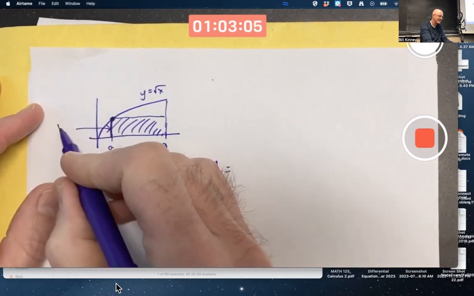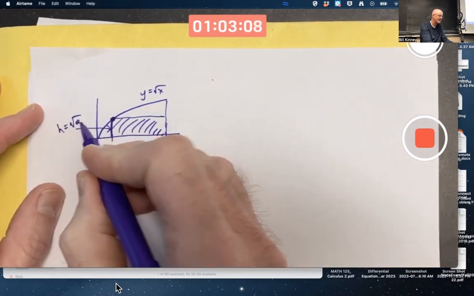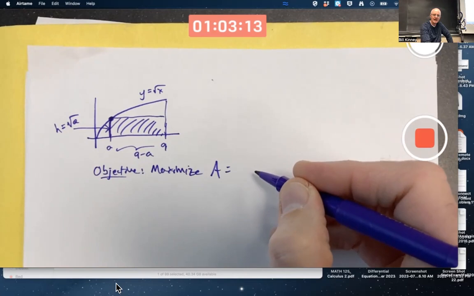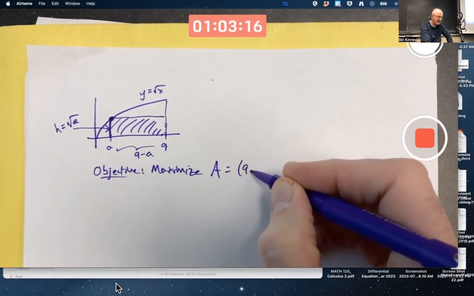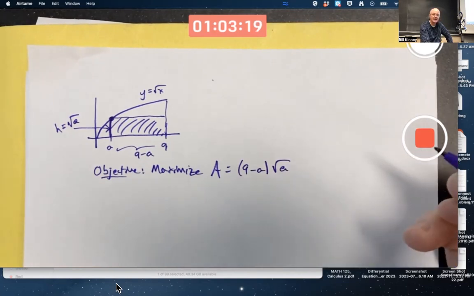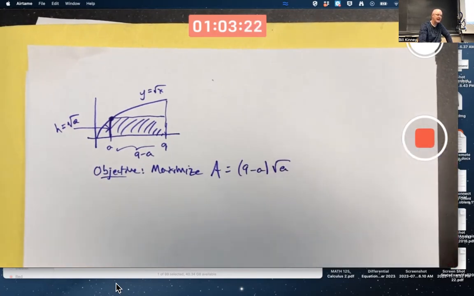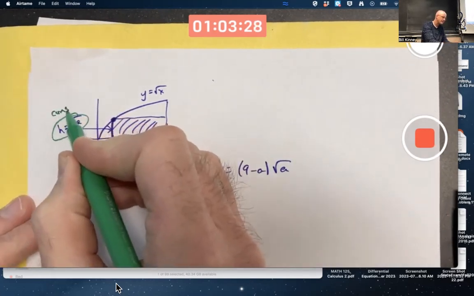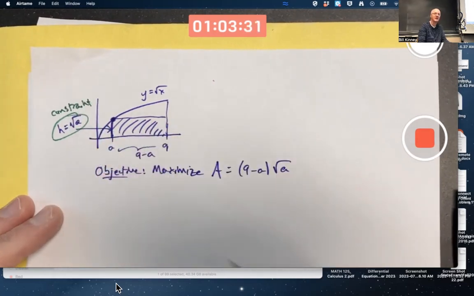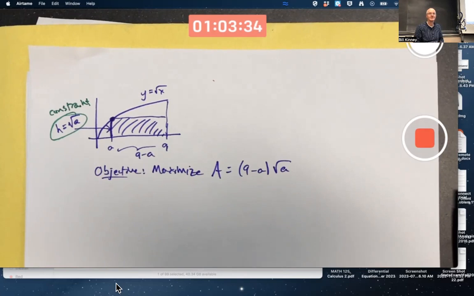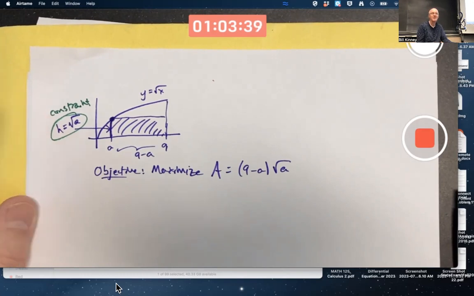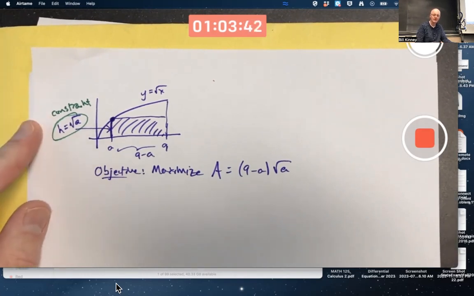That height is square root of a, right? So the area of the rectangle is base 9 minus a times the height, square root of a. Effectively, the height being square root of a is the constraint. If I had a different function here, I'd get a different height. So effectively, that's the constraint, and I don't have to bother doing any solving. I just see that's what's constraining what can happen. So this is the function I've got to maximize.